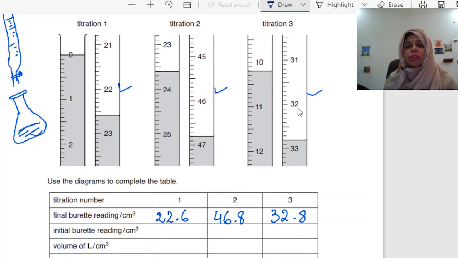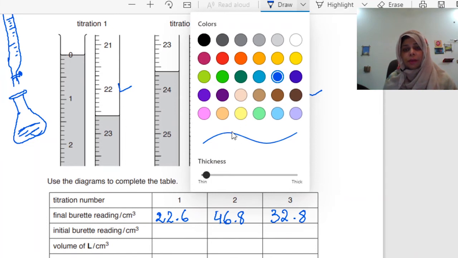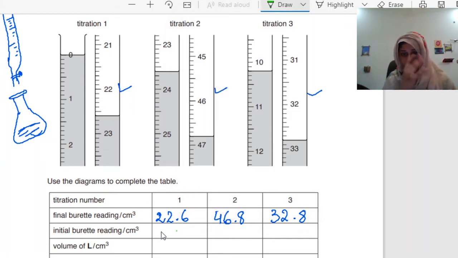So the next value which we have to take is the initial value. Let me change the color. I want to take green. Now the initial value of titration 1 is 0 centimeter cubed, the initial value of titration 2 is 23.6, and then the initial value of titration 3 is 10.2.